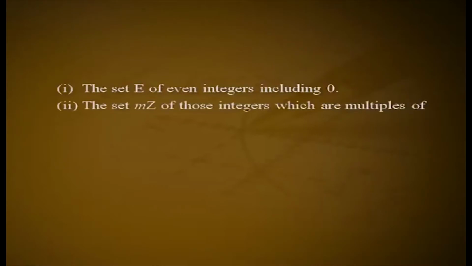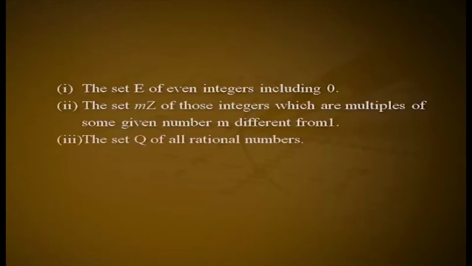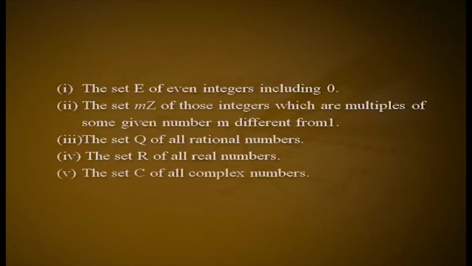Example 2. Proceeding as in example 1, it can be seen that the following sets of numbers are rings with respect to usual addition and multiplication of integers. The set E of even integers including 0. The set MZ of those integers which are multiples of some given number m different from 1. The set Q of all rational numbers. The set R of all real numbers. The set C of all complex numbers.